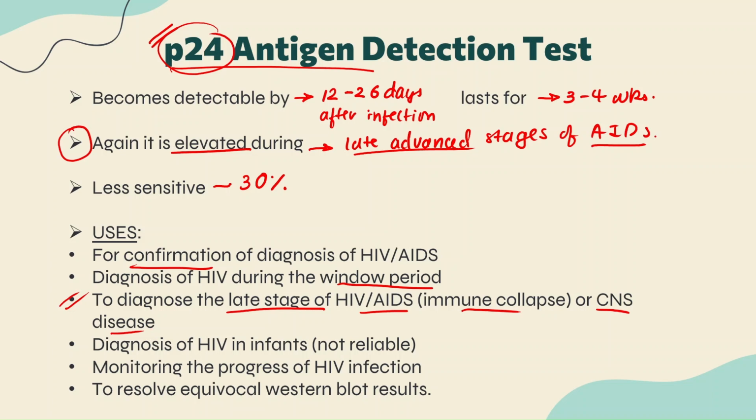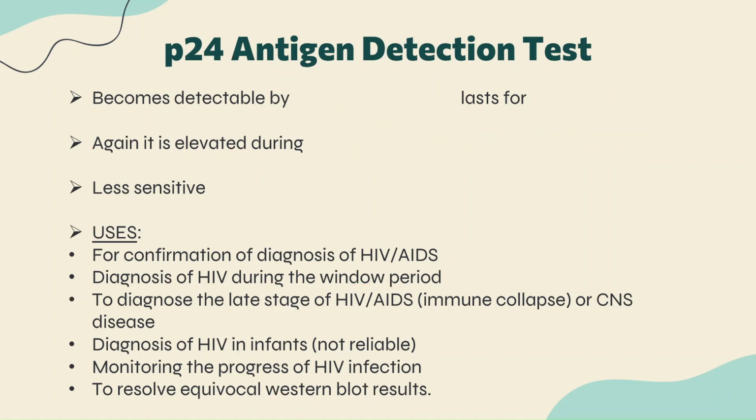Okay. Then it is also used for the diagnosis of HIV in infants, but again it is not very reliable, guys. And then comes the next point, that is, to monitor the progress of HIV, to resolve the equivocal Western blot results. And as I said, whenever doing a Western blot assay, there are chances we can get indeterminate or equivocal results. And to confirm that, we can use a P24 antigen detection test over here. So these are the various uses and some information regarding the P24 antigen detection test.